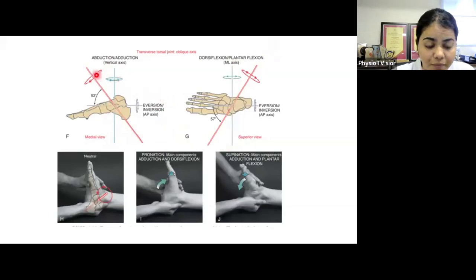So if you see here, the pronation in non-weight bearing, they have shown as the main components being abduction and dorsiflexion, and adduction and plantar flexion.